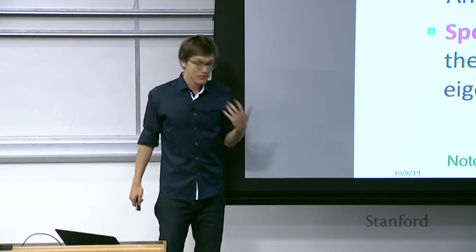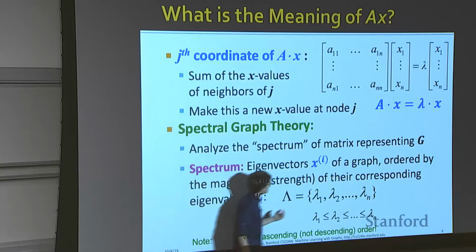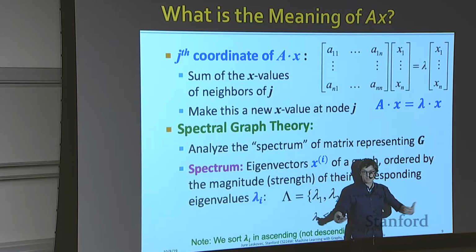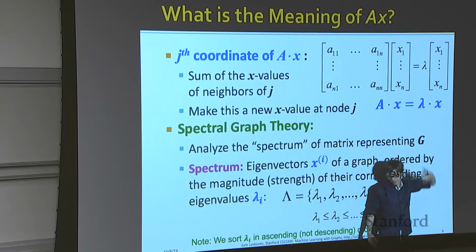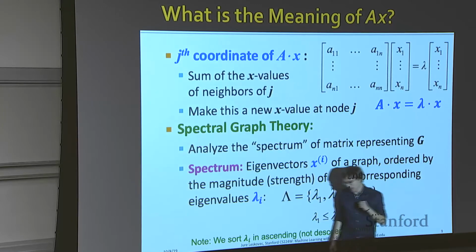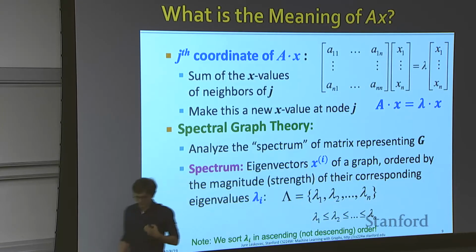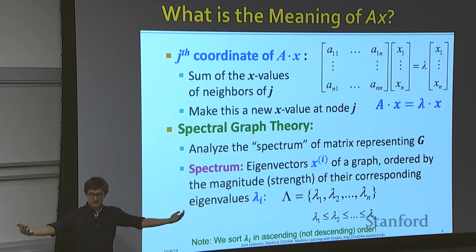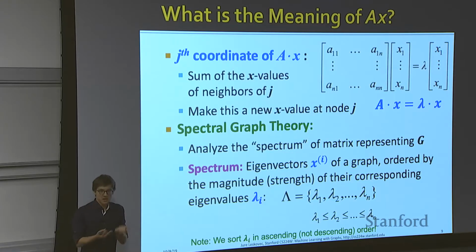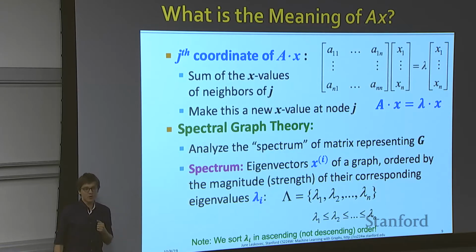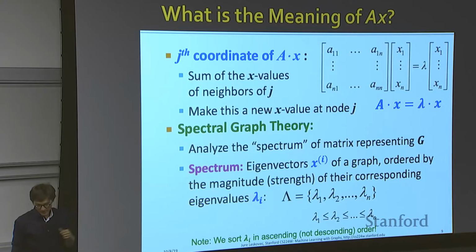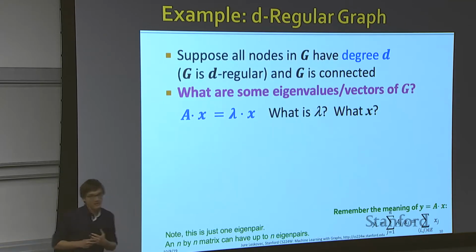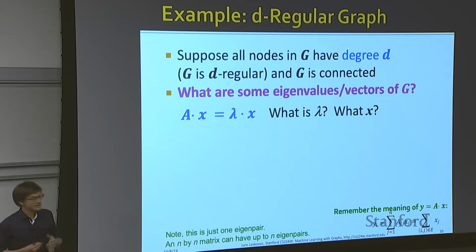So what you should think of right now is that A times x is just you sum the values from your neighbors, and lambda x, where lambda is a scalar, basically means that the sum of the values from your neighbors is essentially the value you carry times some constant. And this is true for every node. That's what Ax equals lambda x means. Okay? So let's now try to find some eigenvectors and eigenvalues of some graphs to get some intuition.